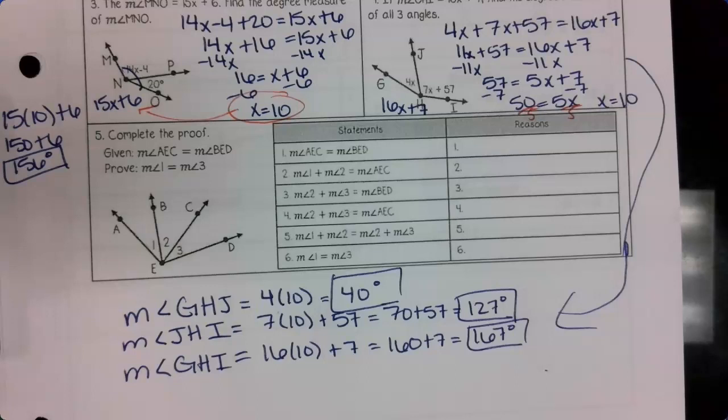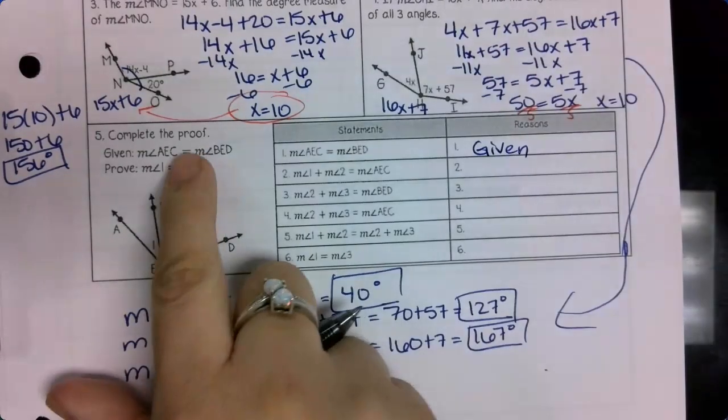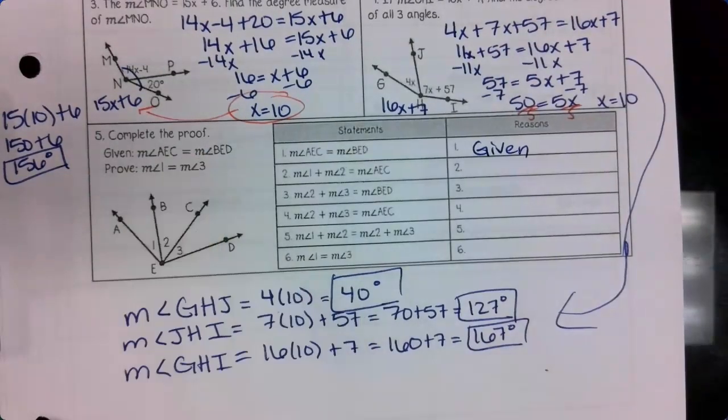Okay, so the next one gives me a proof and it wants me to solve it. It says, given measure of angle AEC equals the measure of angle BED, prove that the measure of angle 1 equals the measure of angle 3. And then it also gives me this picture. So my first statement is measure of angle AEC equals the measure of angle BED. What is always my first reason? Given. And if I look, that was the very first thing it said under given.